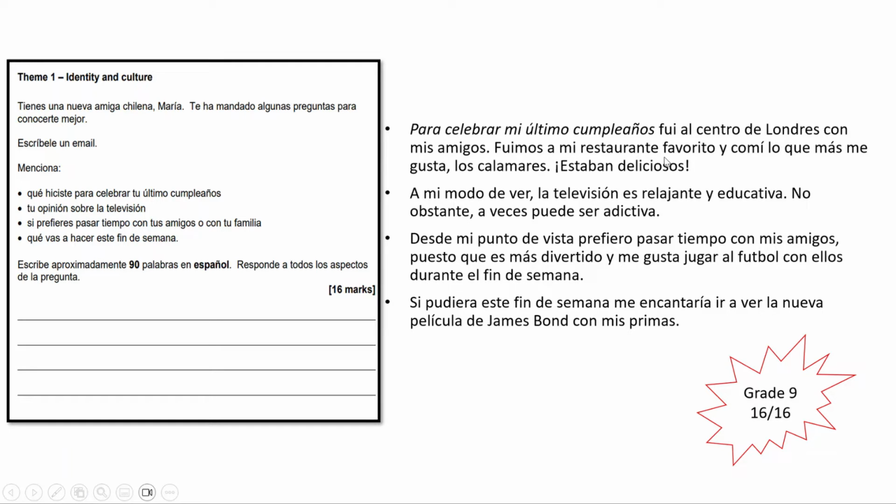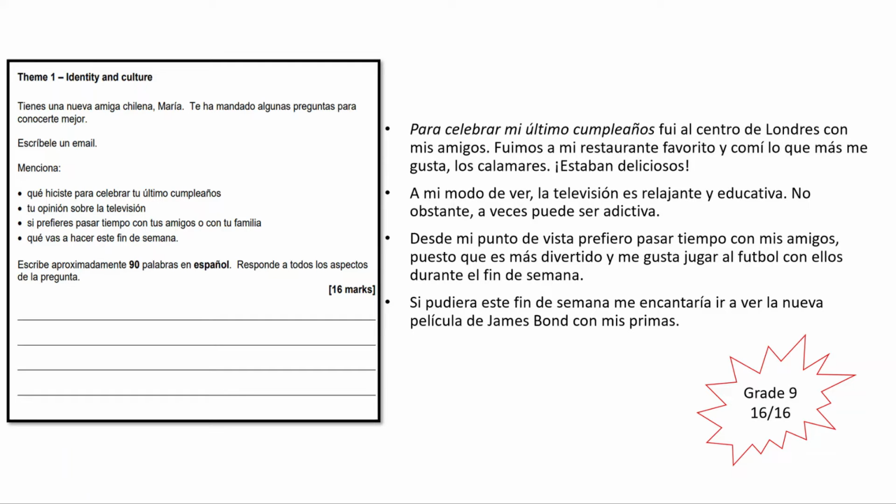celebrar mi último cumpleaños fui al centro de Londres con mis amigos. Fuimos a mi restaurante favorito y comí lo que más me gusta, los calamares. Estaban deliciosos. A mi modo de ver, la televisión es relajante y educativa. No obstante, a veces puede ser adictiva. Desde mi punto de vista, prefiero pasar tiempo con mis amigos, puesto que es más divertido y me gusta jugar al fútbol con ellos durante el fin de semana.